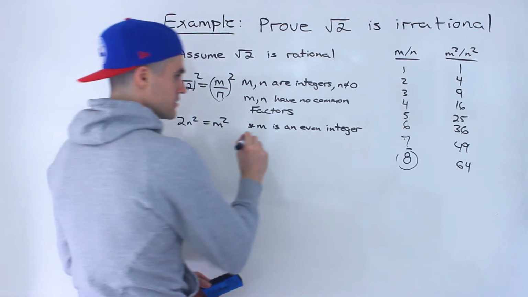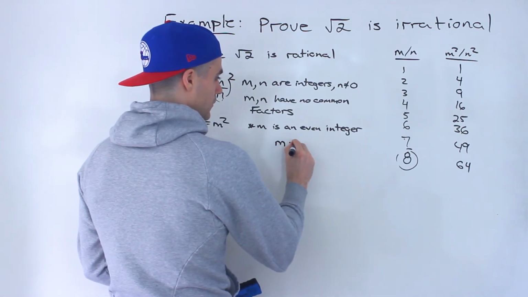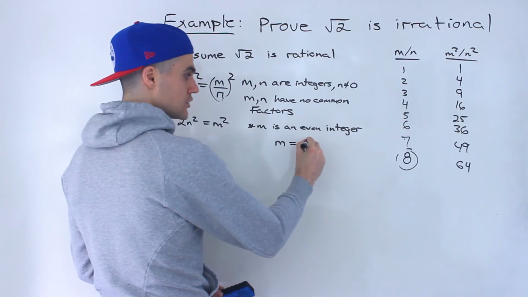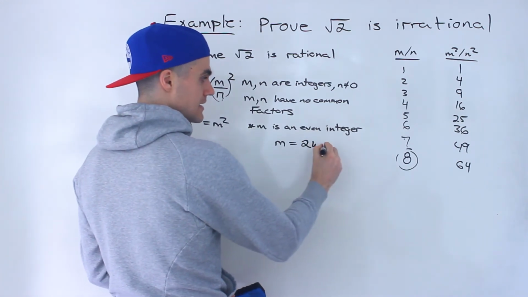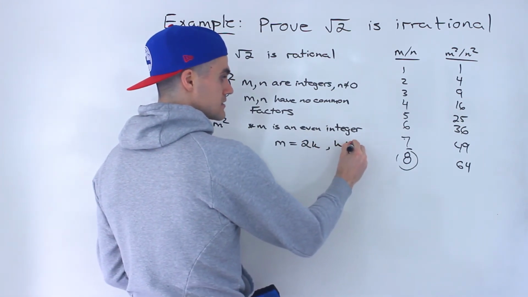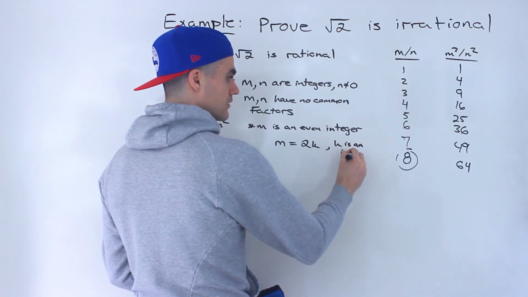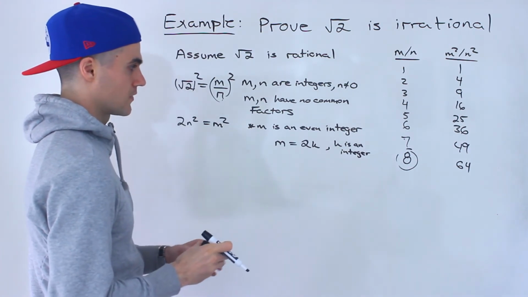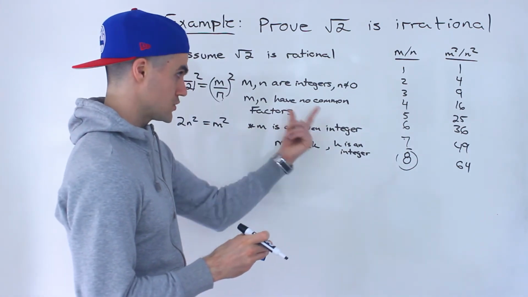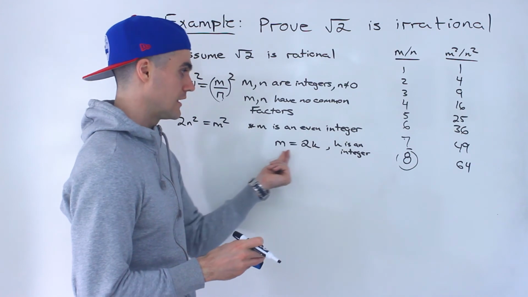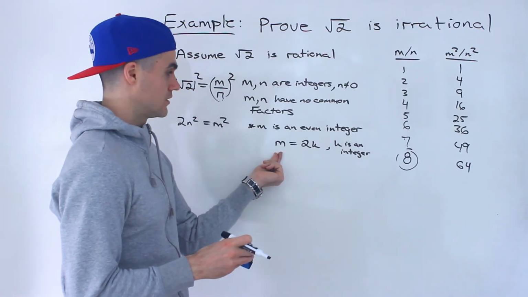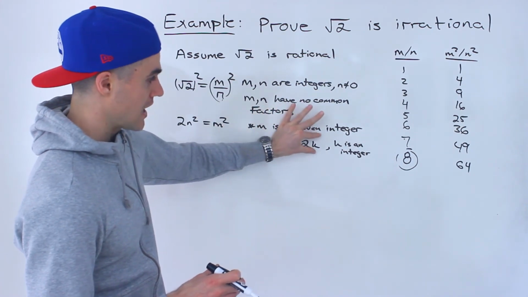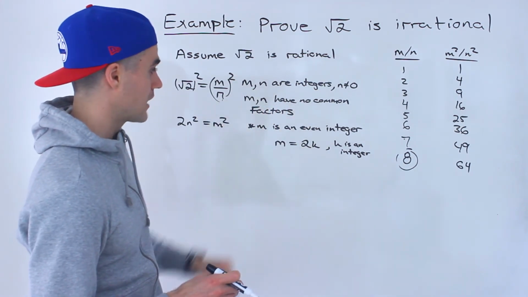So what we can actually do is take m and write it as 2 times some kind of integer. Let's call it k. So let's say k is an integer. Not necessarily an even integer, but it is an integer, right? Because as we showed, 2 times an integer is an even integer. So we're going to take m, that even integer, and state it as 2 times k, where k is some kind of integer.